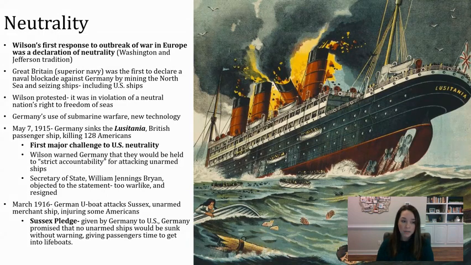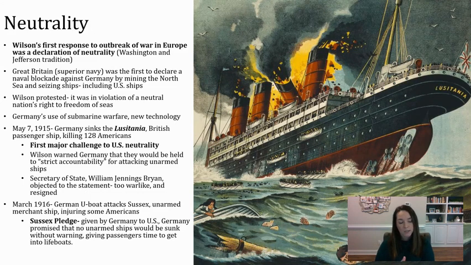So they warned Germany that they cannot attack unarmed ships. Now, Germany is going to claim, well, you say it's a passenger ship, but what if there are weapons and arms and money that you're giving to Great Britain? We don't know that. Secretary of State William Jennings Bryan was upset about that. He thought it was too much of a threat. Remember that he's a progressive, a populist, an anti-imperialist. He is not in favor of war, so he's going to end up resigning.